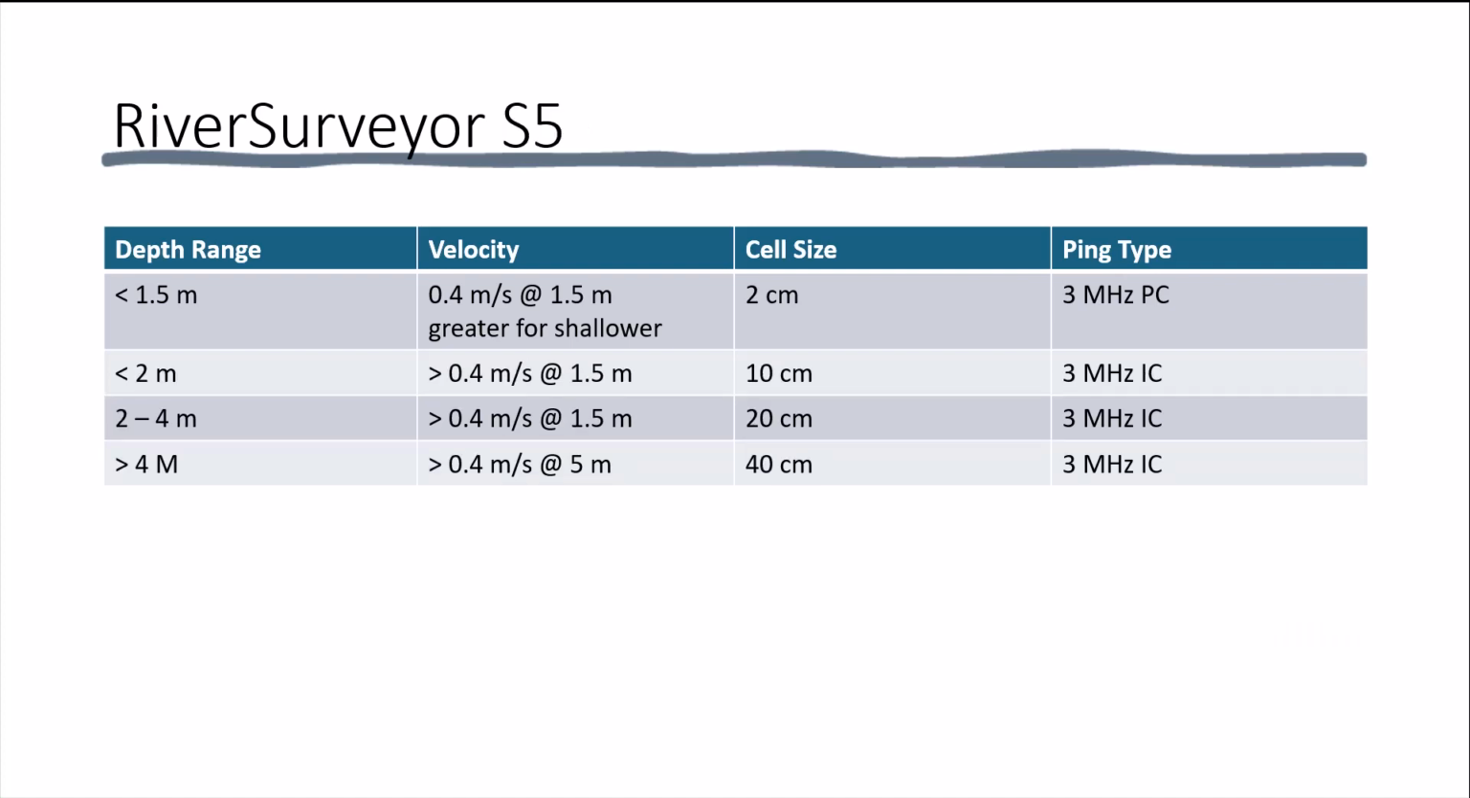For the S5, both depth and velocity determine the ping type used. The 3 MHz pulse coherent mode is used if the depths are less than 1.5 meters and the velocity at that 1.5 meter depth is less than 0.4 meters per second. Like the M9, that velocity threshold increases with shallower depths. The 3 MHz incoherent mode is used if the velocity is greater than 0.4 meters per second at the depth of 1.5 meters. The depth cell sizes increase with depth range.